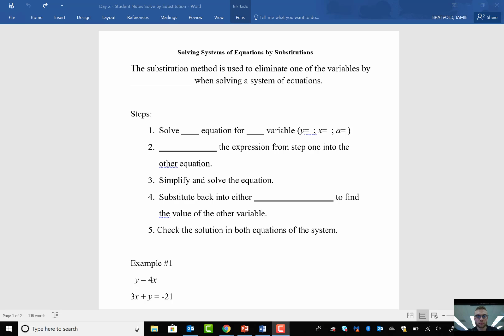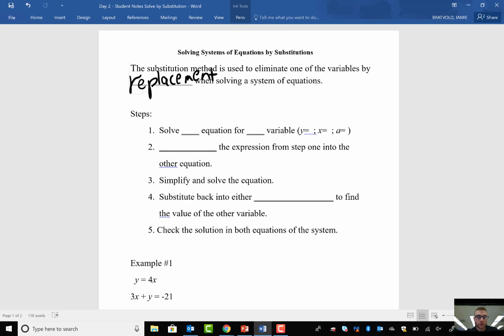Today we're going to be solving systems of equations by substitution. We already did graphing, so this is the second technique that we will use throughout this whole unit. You should have a piece of paper in front of you titled solving systems of equations by substitution. The first sentence is: the substitution method is used to eliminate one of the variables by replacement when solving a system of equations.